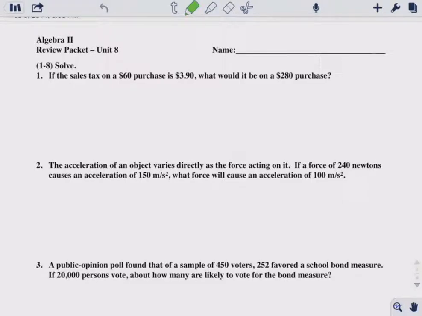Okay, this is the start of your review for Unit 8. This is the first page. First problem: if sales tax on a $60 purchase is $3.90, what would it be on a $280 purchase?